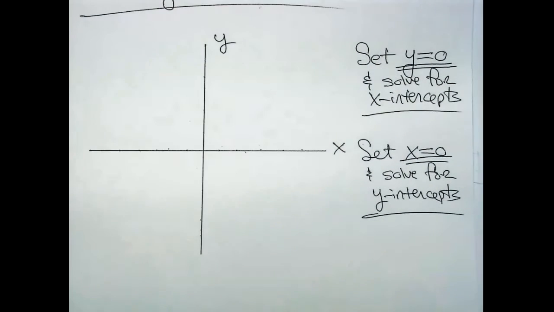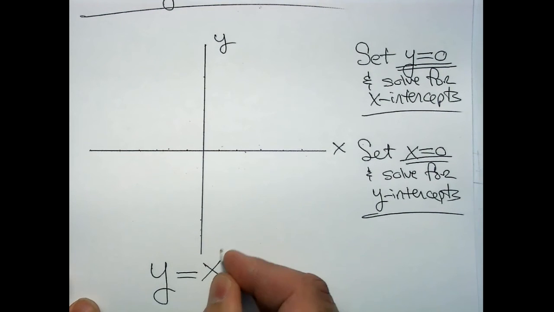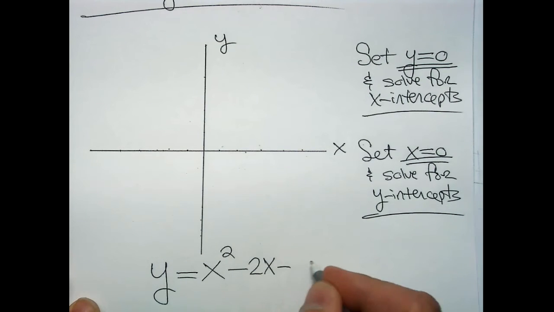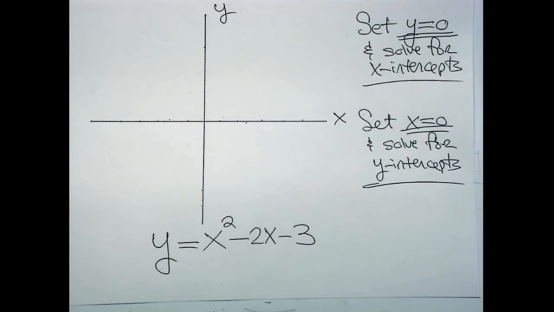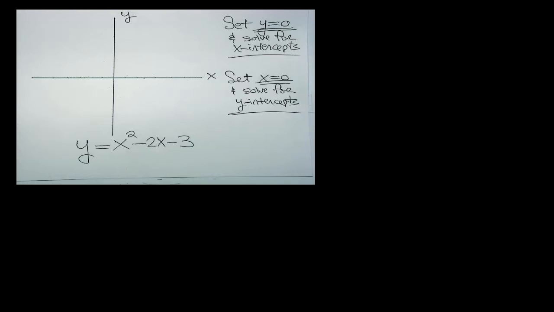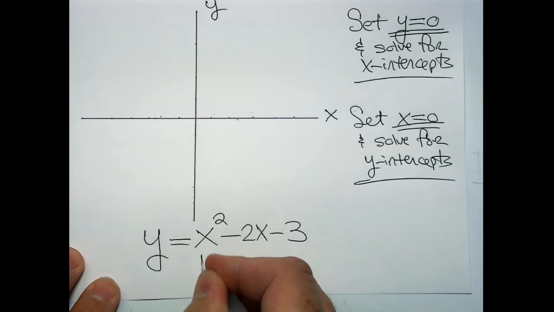So let me give you a nice concrete example of how to find the intercepts. Let's use this equation right here. Y equals x squared minus 2x minus 3. Now, you're probably looking at that thinking that you would know the shape already because of x squared. It tells you that it's a parabola. In fact, if you look at the coefficient in front of the x squared, it's telling you specifically that it's a parabola that turns upward.